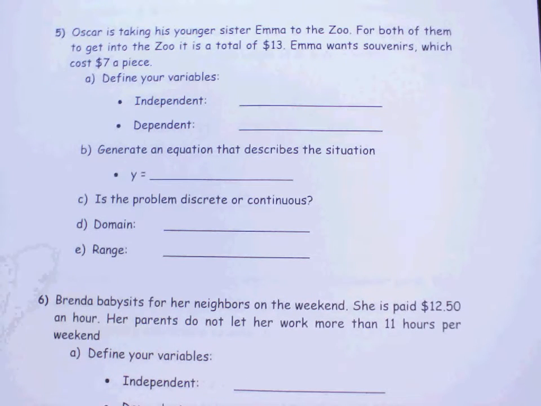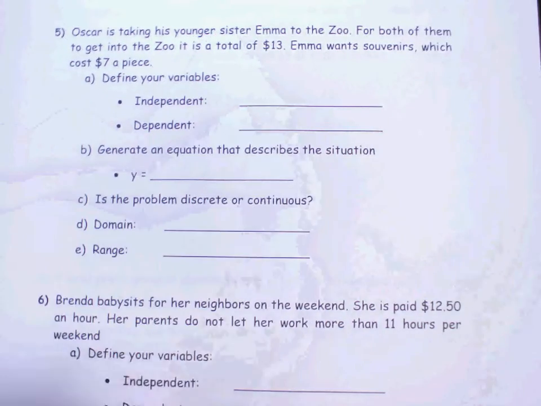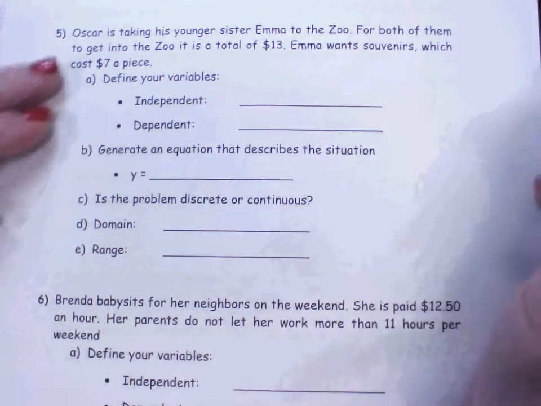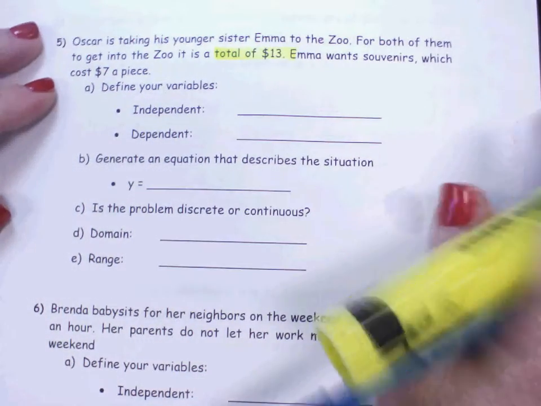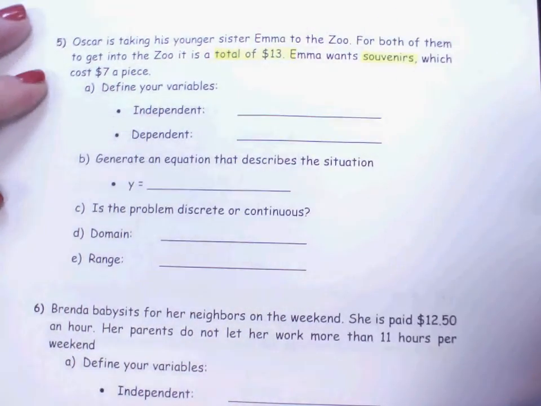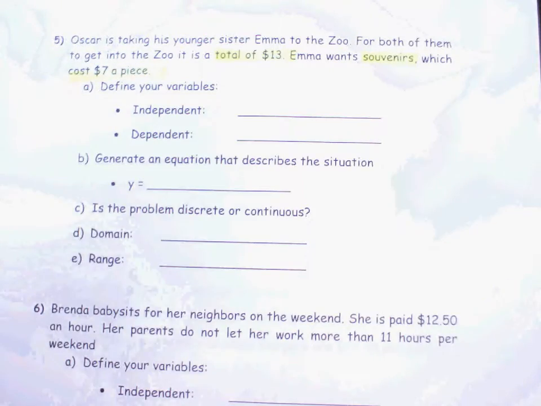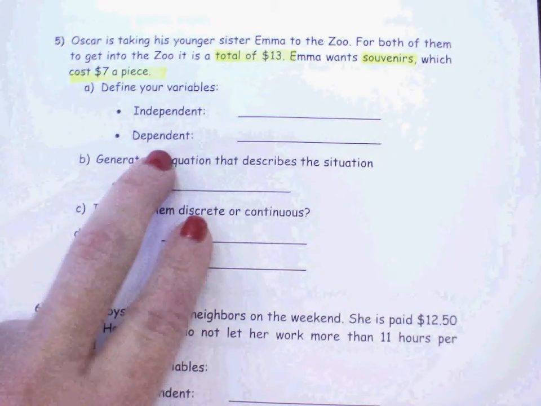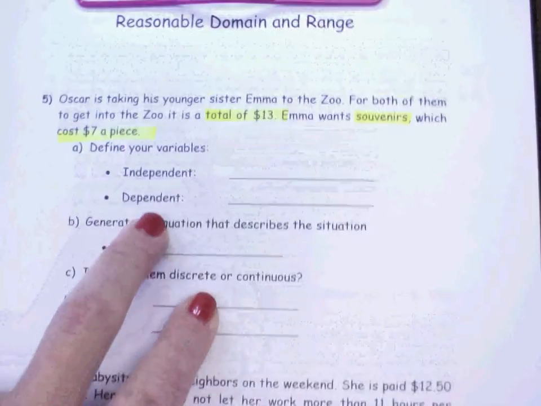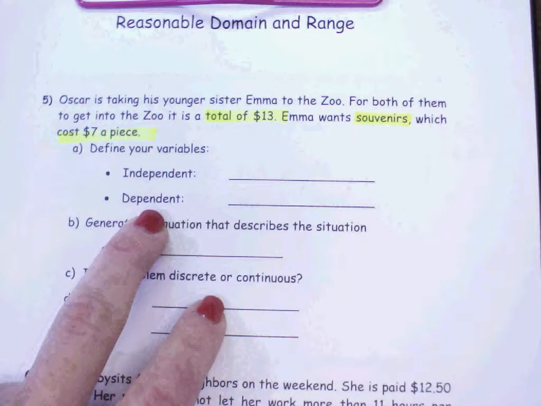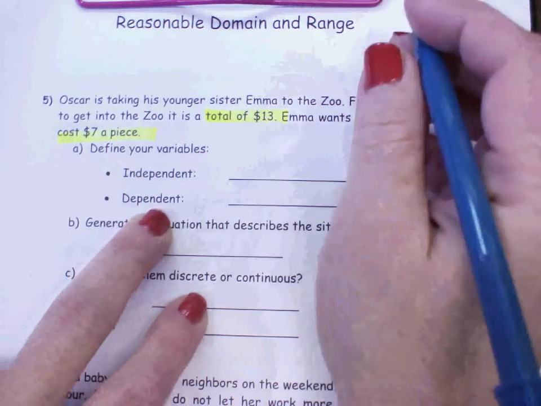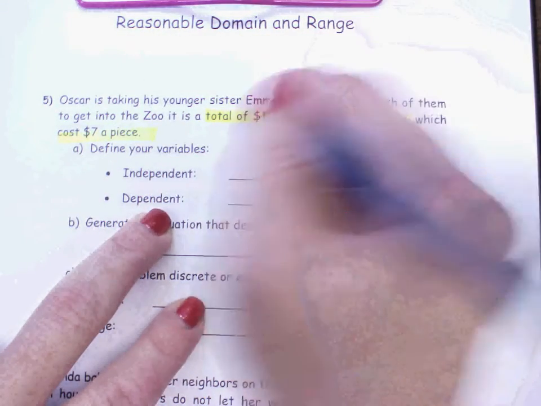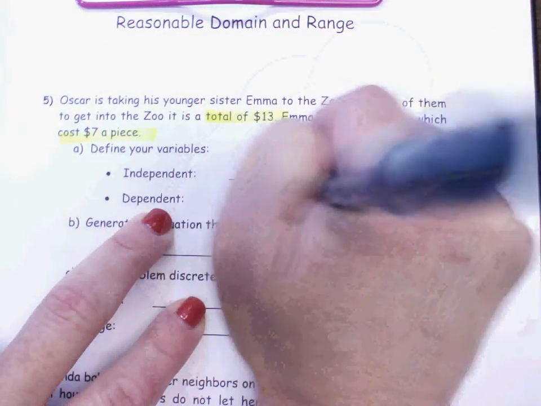Oscar is taking his younger sister Emma to the zoo. For both of them to get into the zoo is a total of $13. Emma wants souvenirs, which cost $7 a piece. All right. So what depends on what? Dependent first, please. What's the dependent? The cost. Very good. How much money do they need to actually get inside that zoo, right?